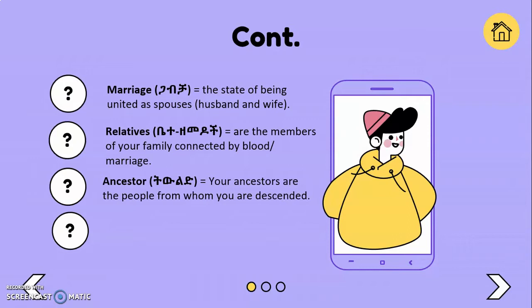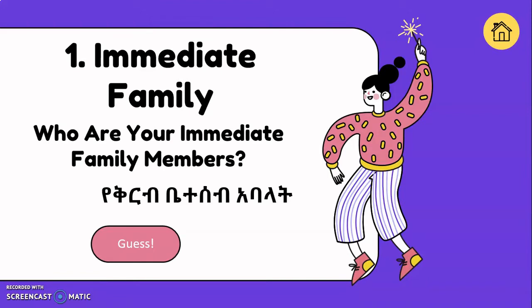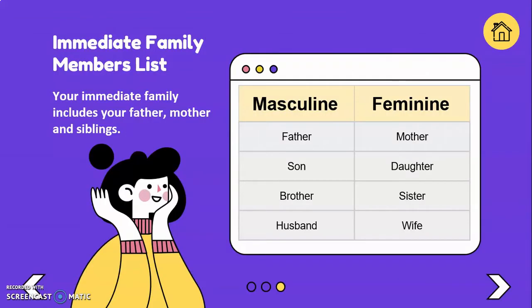Ancestor. Your ancestors are the people from whom you are descended. Descendants. A person that is descended from a particular ancestor is called descendants. Okay, now let's start with the first section. We're going to see your immediate family members. Can you guess who are your immediate family members? Well, let's look at it together. So your immediate family includes your father, mother, son, daughter, or siblings, or what we call brother or sister.